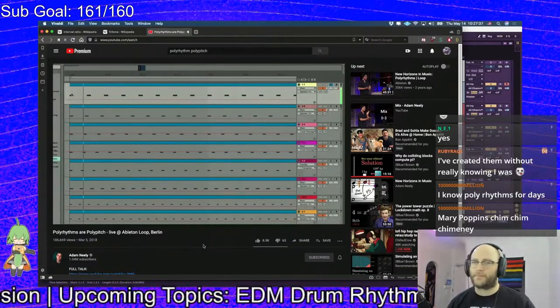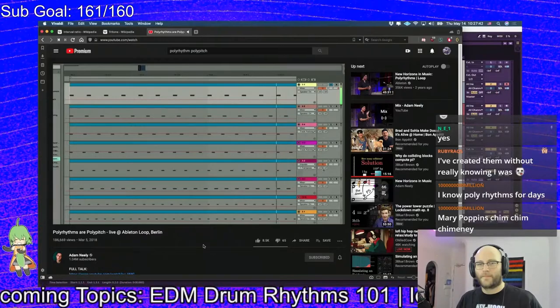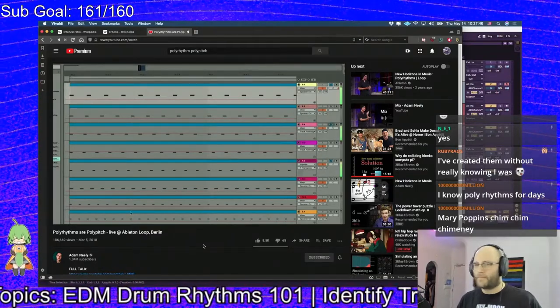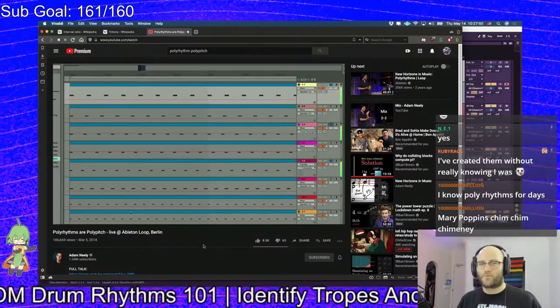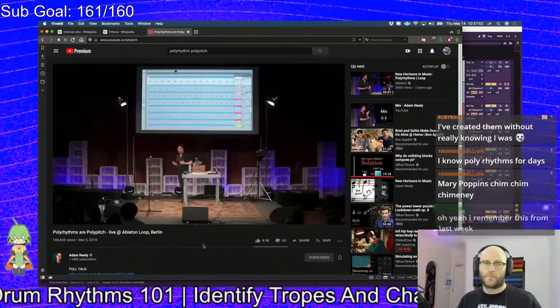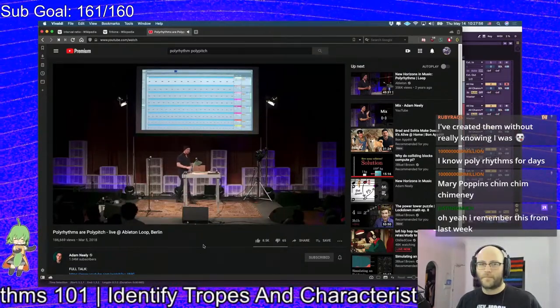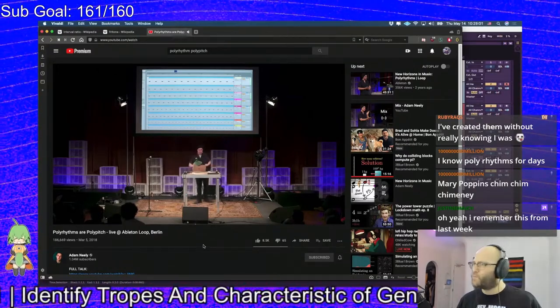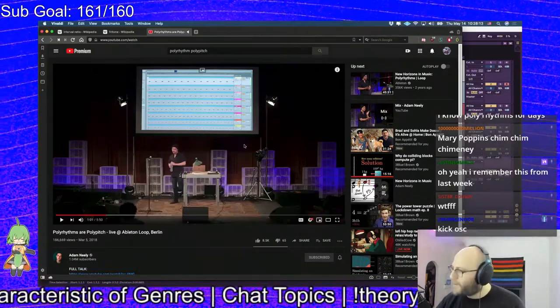So this is a regular kick drum. I'm gonna layer in the polyrhythm. Feels pretty cool, actually. When you speed it up, major chord.